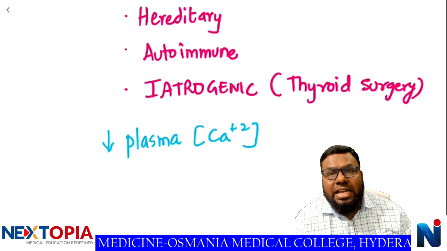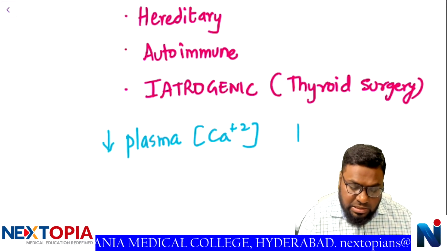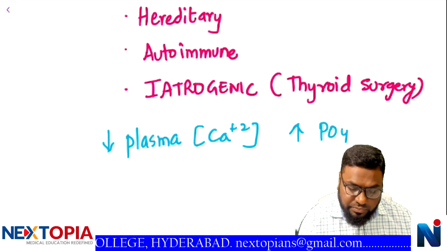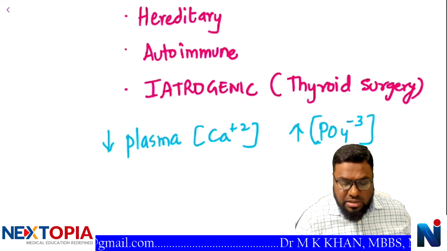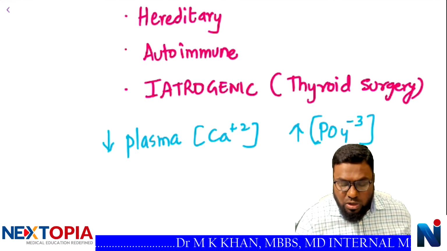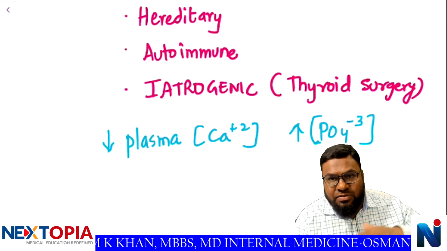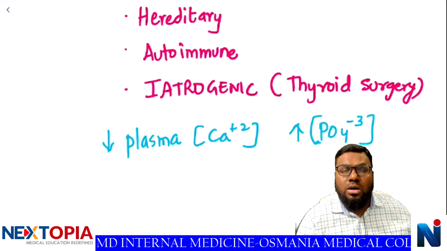This decreased plasma calcium is accompanied by increased phosphate levels. It's a very, very important feature, because what is the function of parathormone? To increase calcium and decrease phosphate. Exactly the opposite happens in hypoparathyroidism.